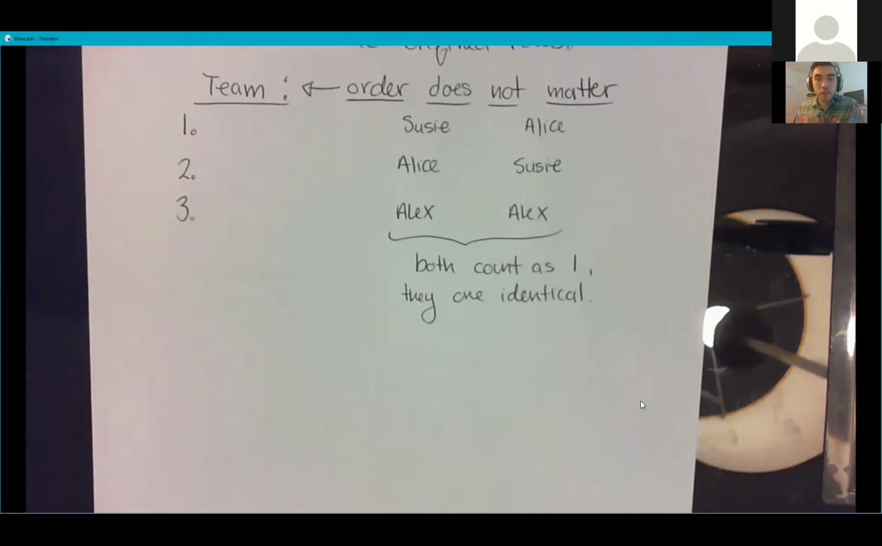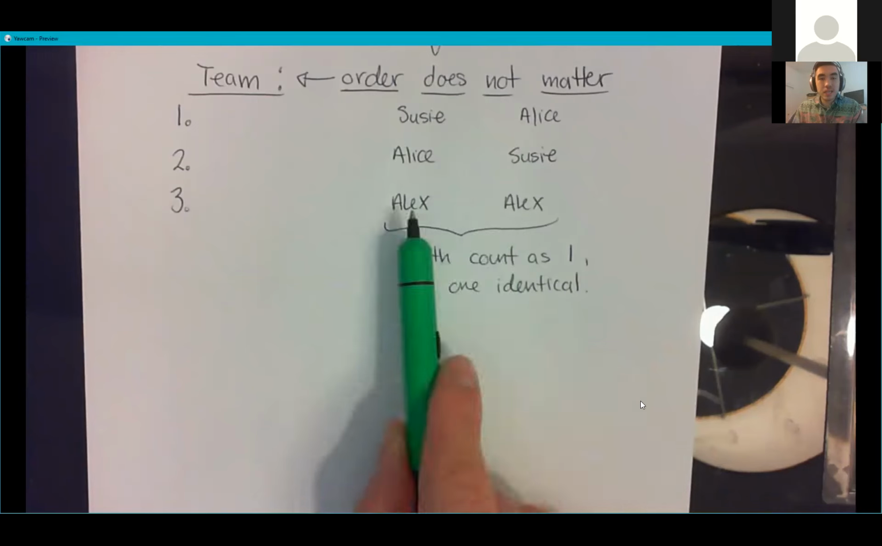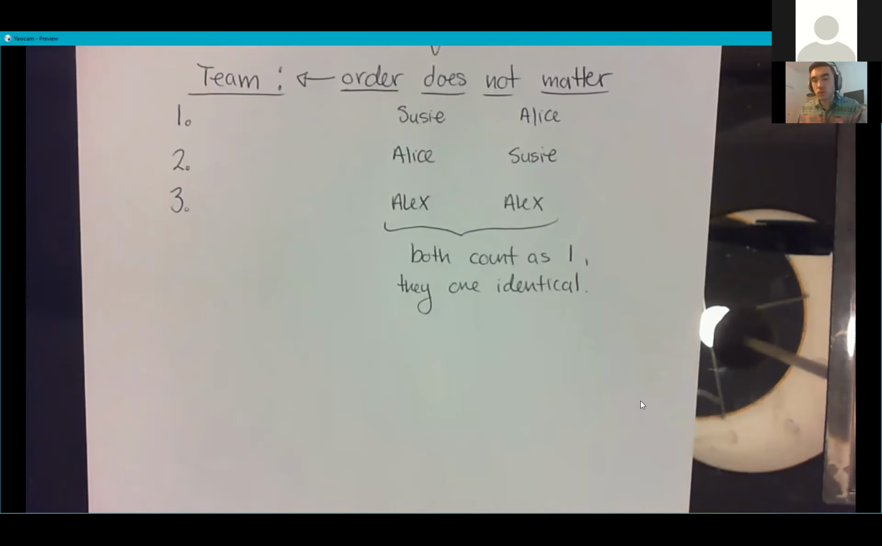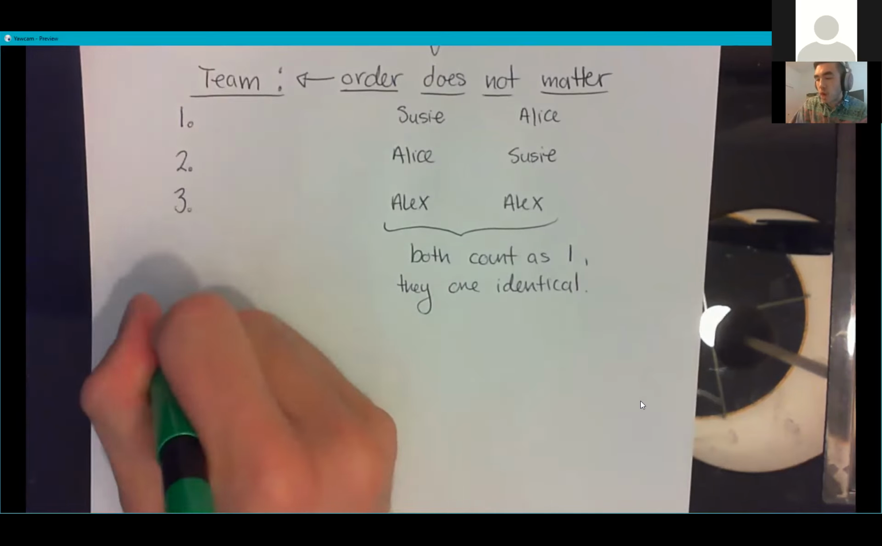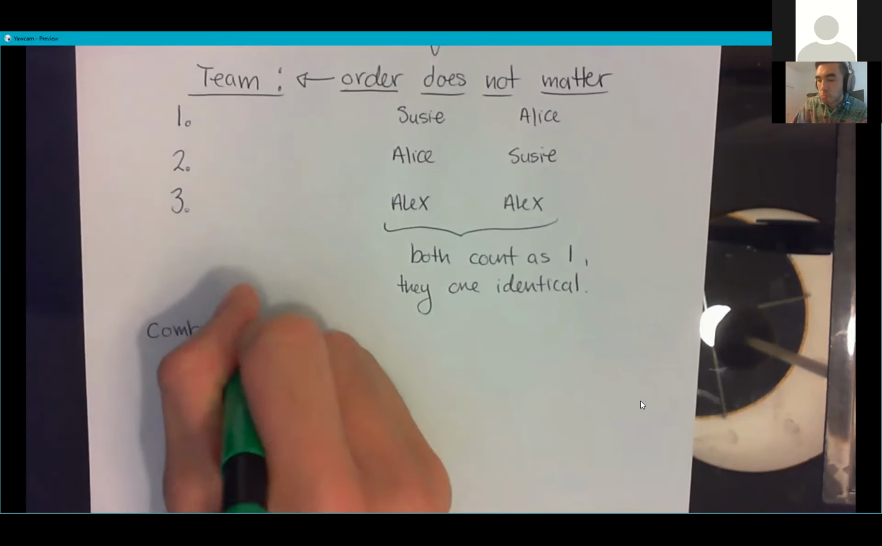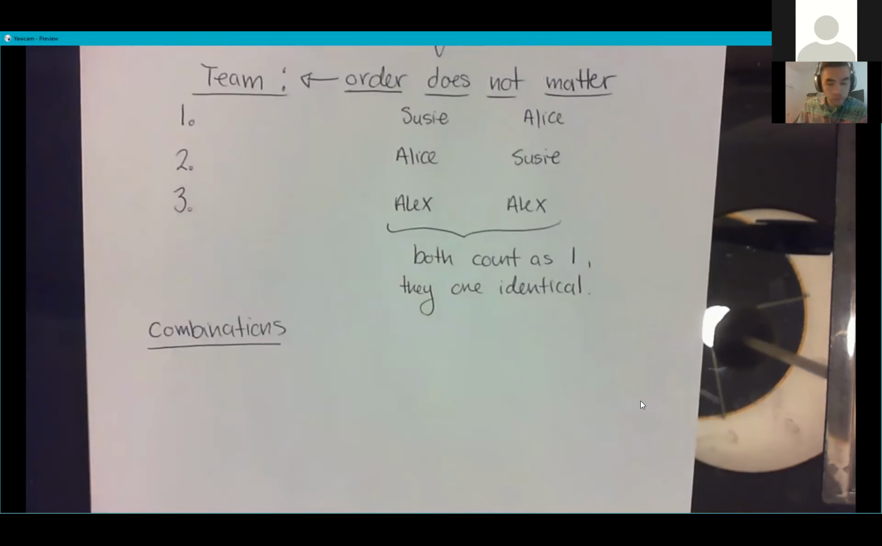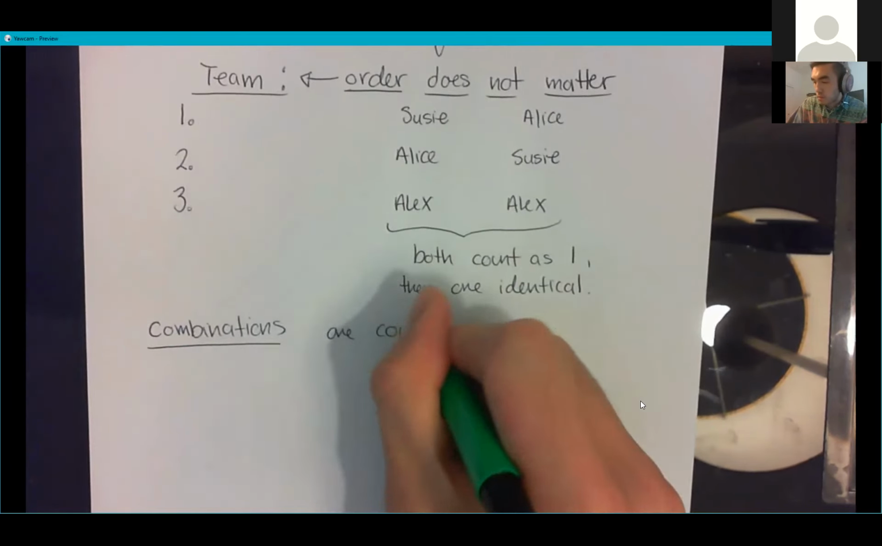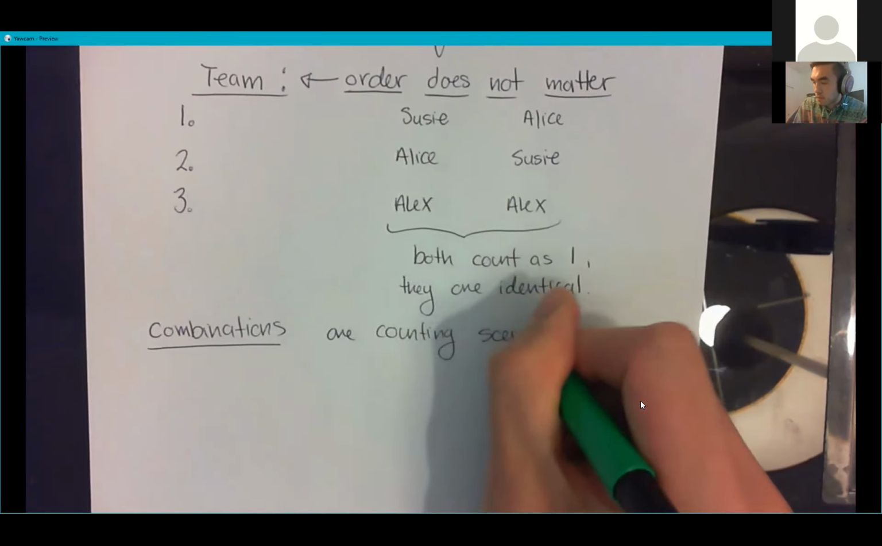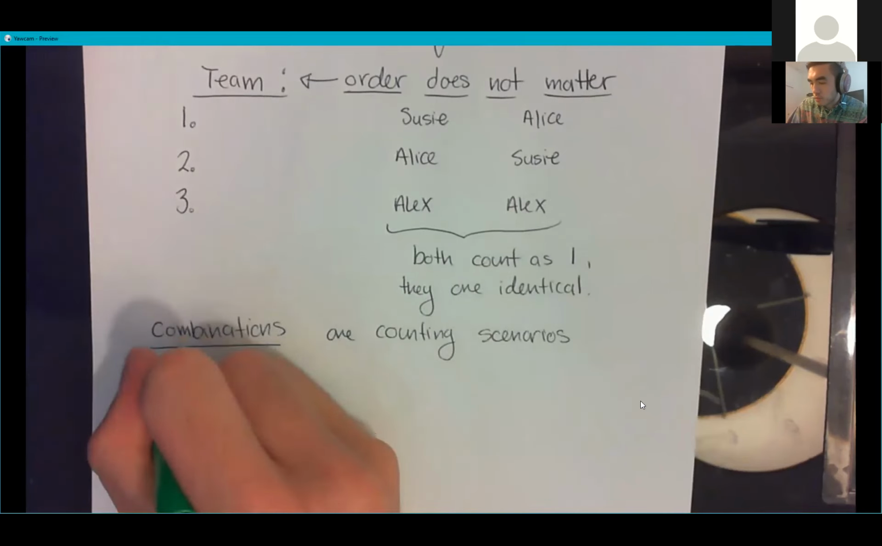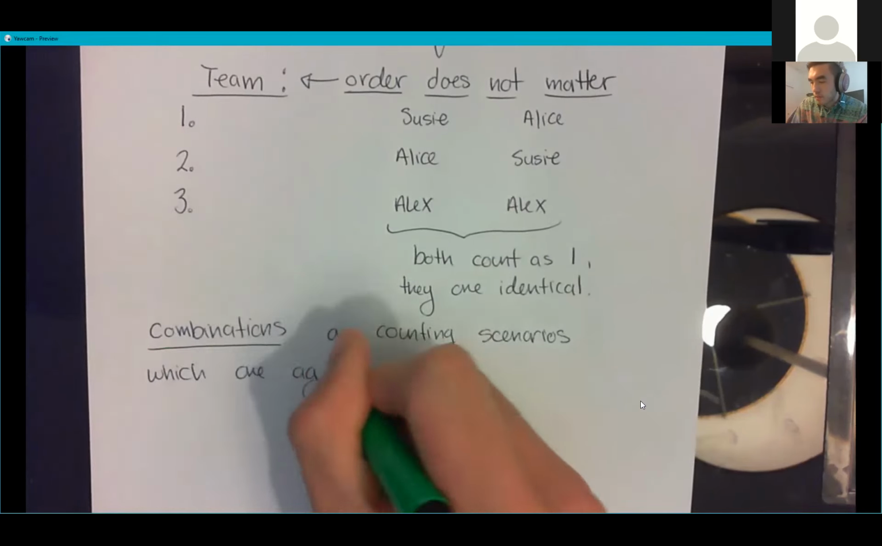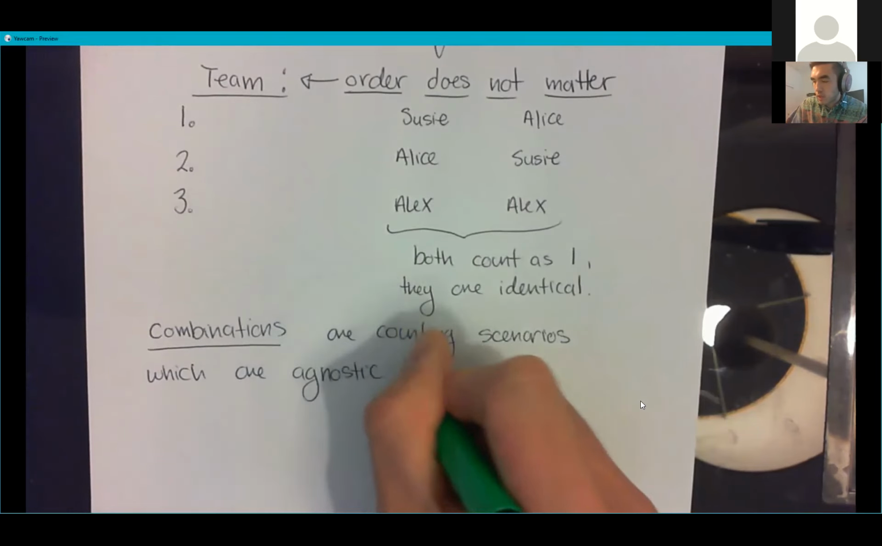In cases where the order does not matter, these two things, which would have been distinct underneath the rules of permutation, counted as 2 separate events, and so that equation will count both of them as being separate. In this case, where there are no distinct roles, and therefore the order in which the students are chosen does not matter, this is what we refer to as combinations. Combinations are counting scenarios which are agnostic to selection order.